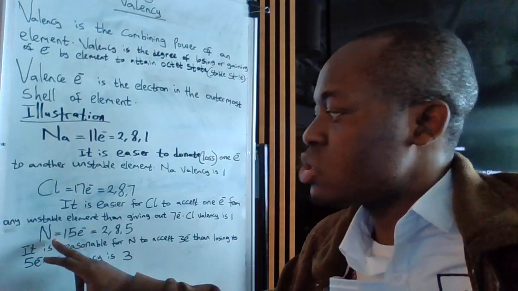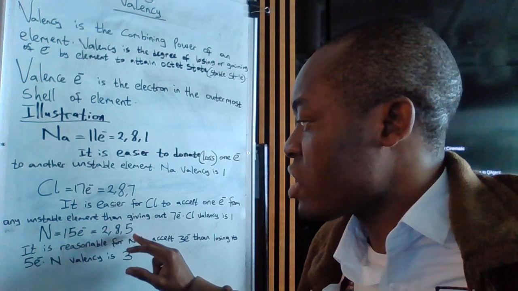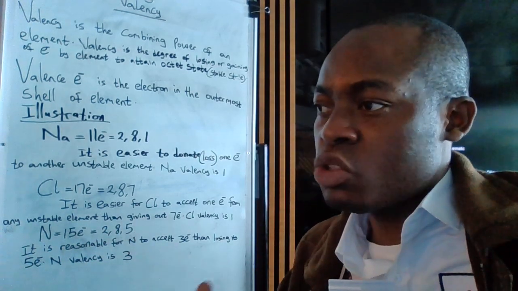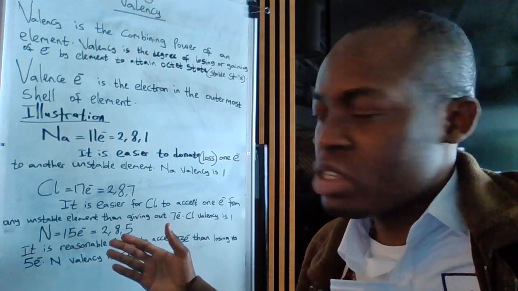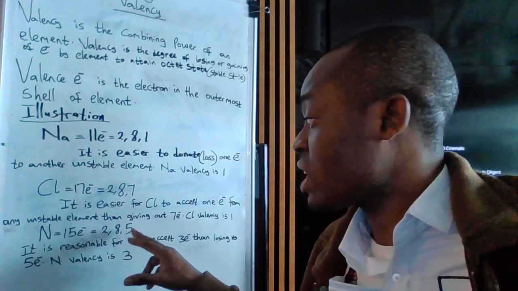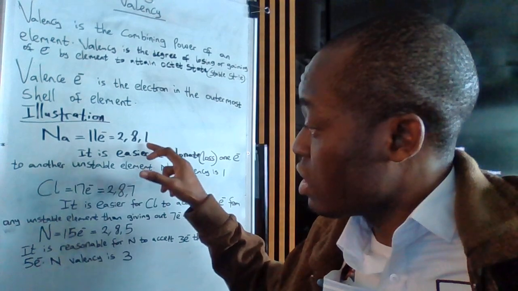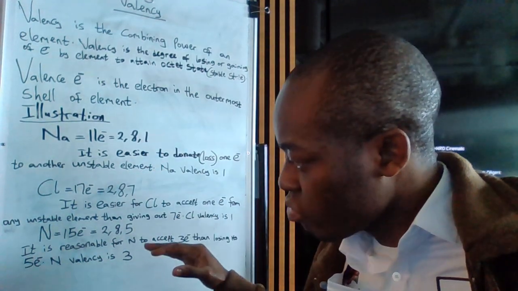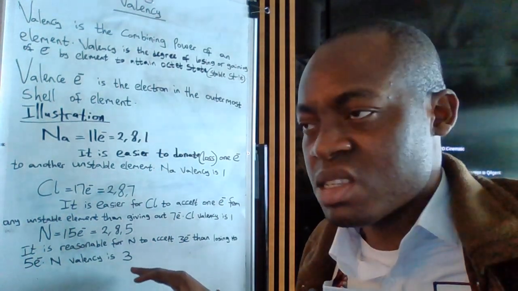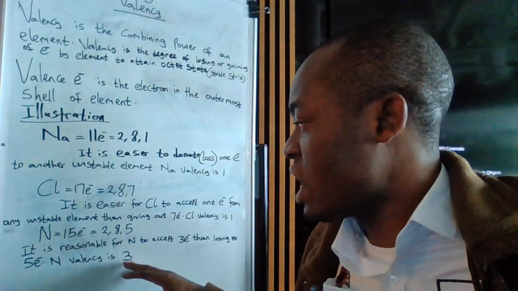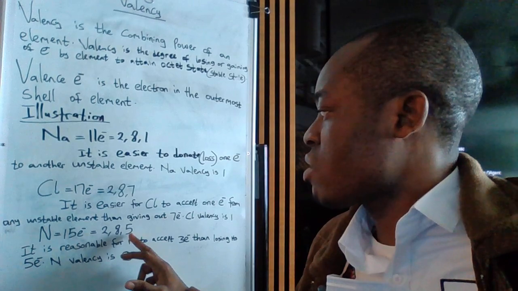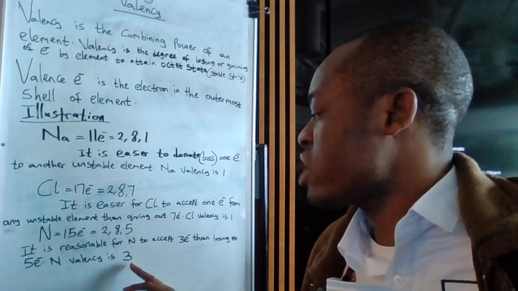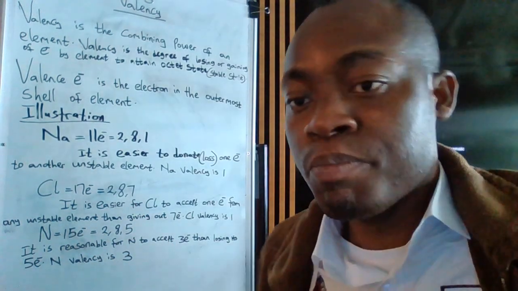The same thing applies to nitrogen. Nitrogen is 2, 5, either to lose the 5 electrons or to gain 3. It's more reasonable to gain 3 electrons. All this tends to determine the valency of these elements. That is, the valency of sodium is 1, for chlorine 1 (needing 1 electron), and for nitrogen is 3.